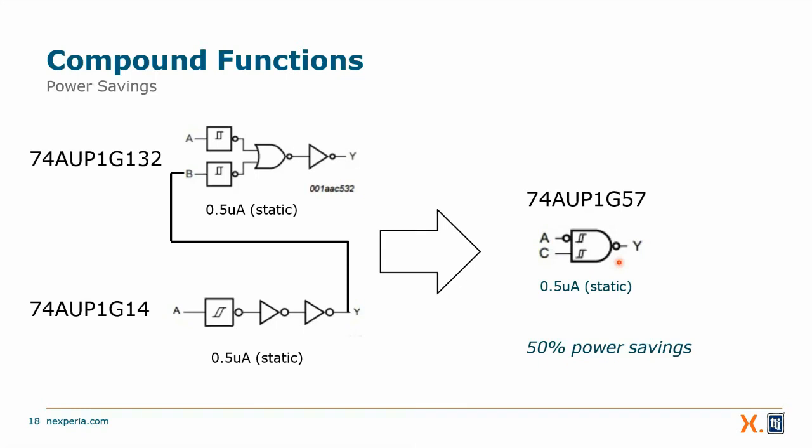The other thing I get is power savings. Remember, each one of these base functions requires so much power. In this case, an AUP 1G14 is 0.5 microamps static. It consumes that much power just existing. And of course, the 1G132 also consumes 0.5 microamps. What's interesting is that when I put these two together into a configurable logic family, the two parts together consume 0.5 microamps. In other words, I've cut my power in half, because I don't have 2 packages idling. I only have 1 package idling at a time.